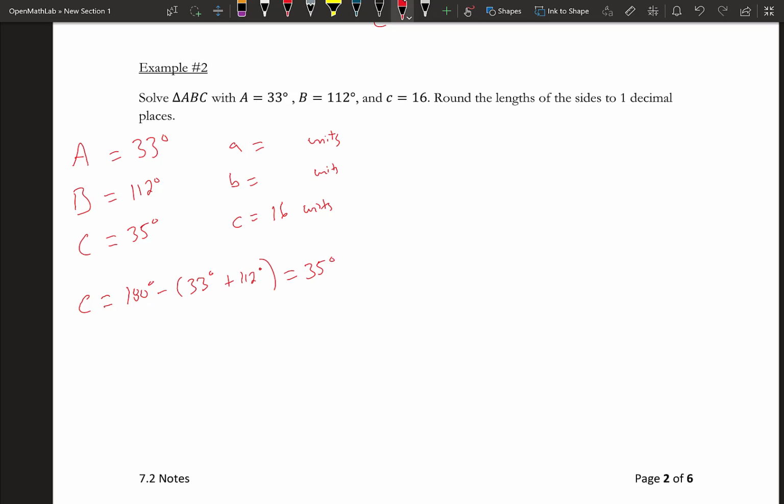So then, for C, what I just highlighted, these are exact answers. We didn't round 35 or 16. 16 was provided, and 35 degrees we were able to find exactly. So to find a and b, it would be preferred to use the angle C and side c in both cases. So let me just get that set up.